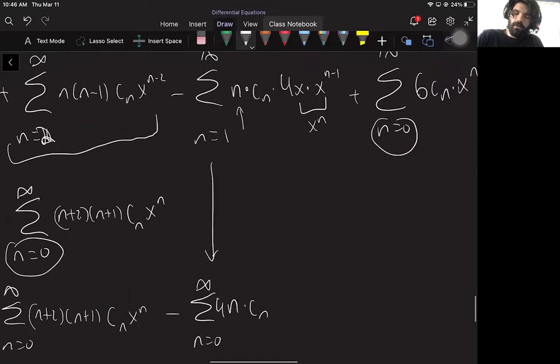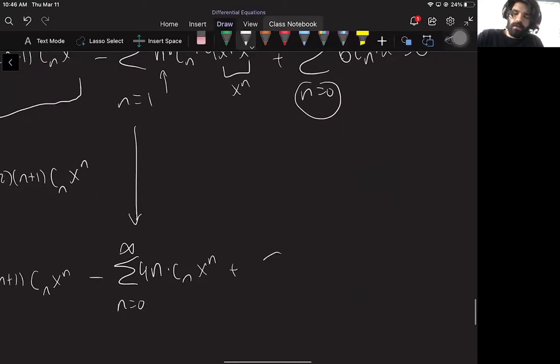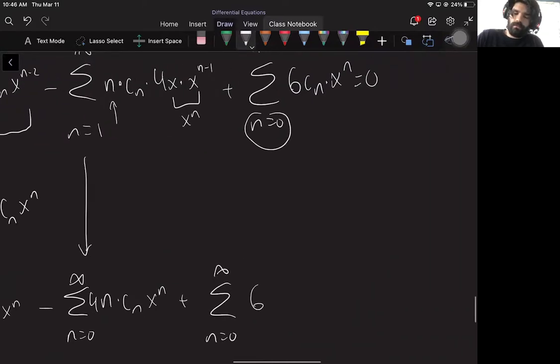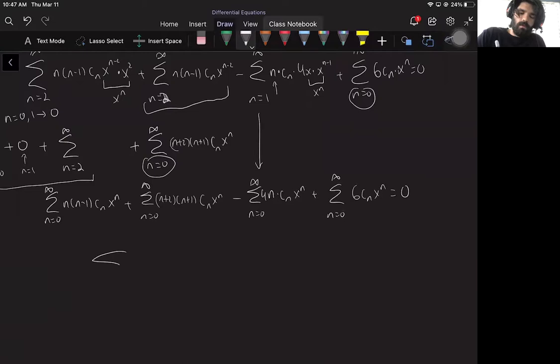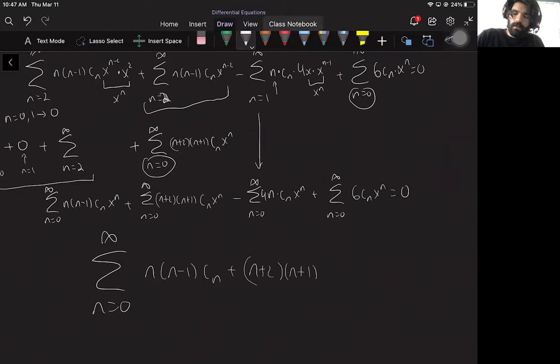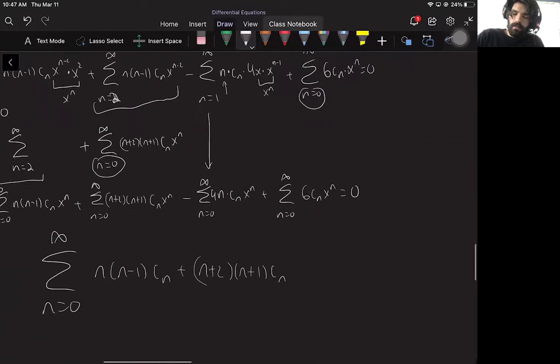Let me put the 4 here next to the n. And this one already started at 0, so we're good there. Okay, so now they all look the same. Now we can combine them into one big old group. So let's do that. n times n minus 1 times Cn plus n plus 2 times n plus 1 Cn minus 4n Cn.